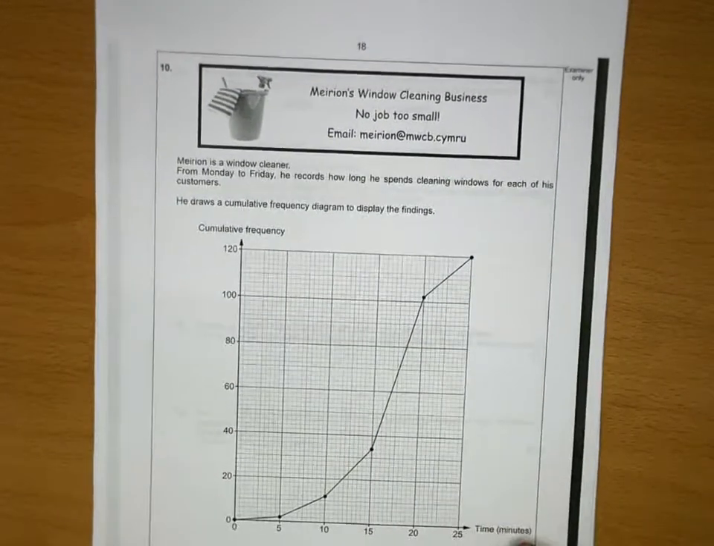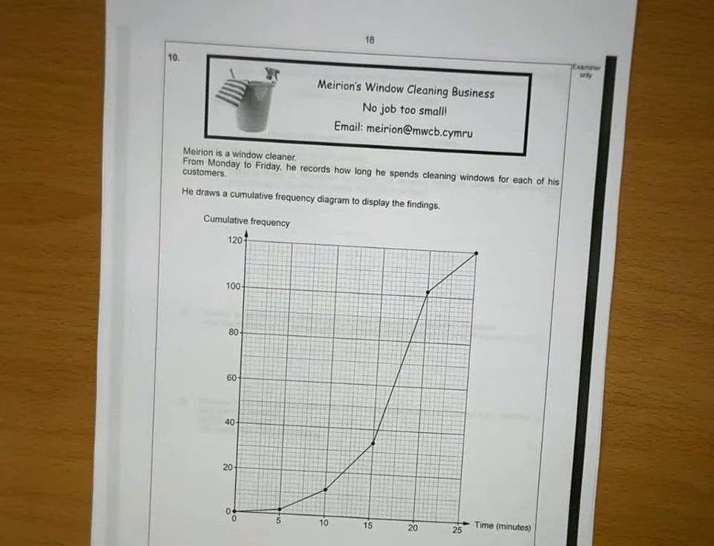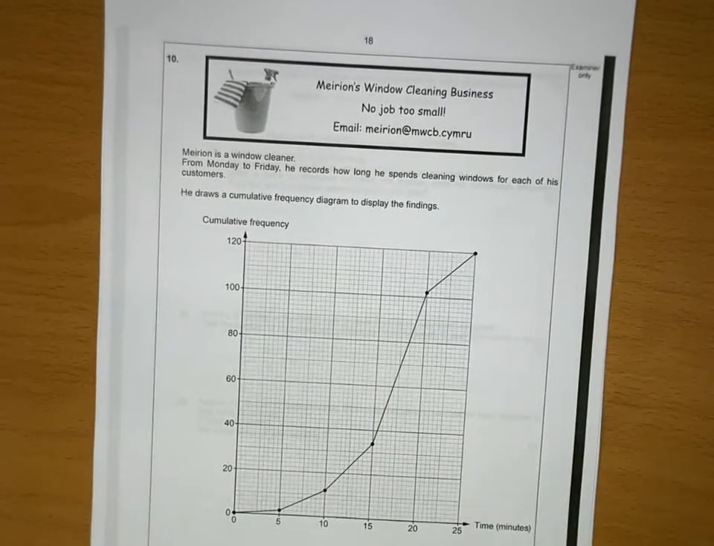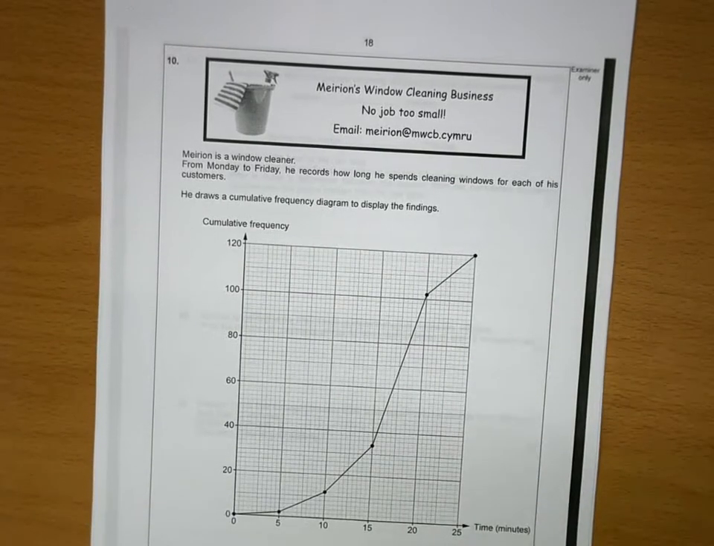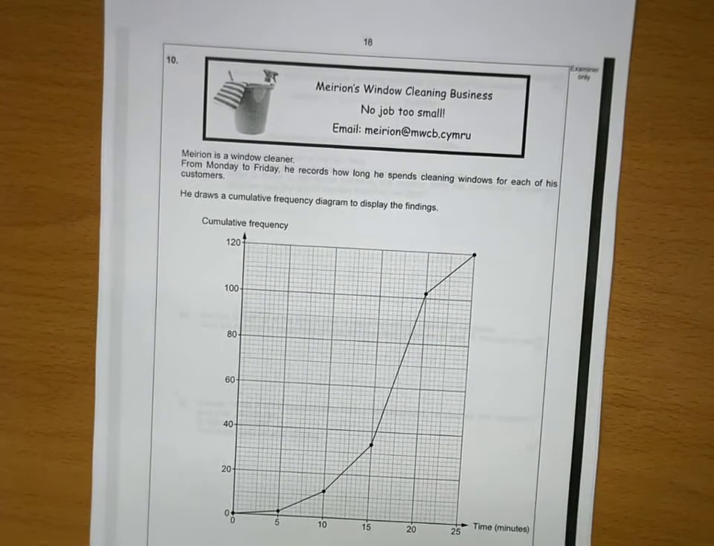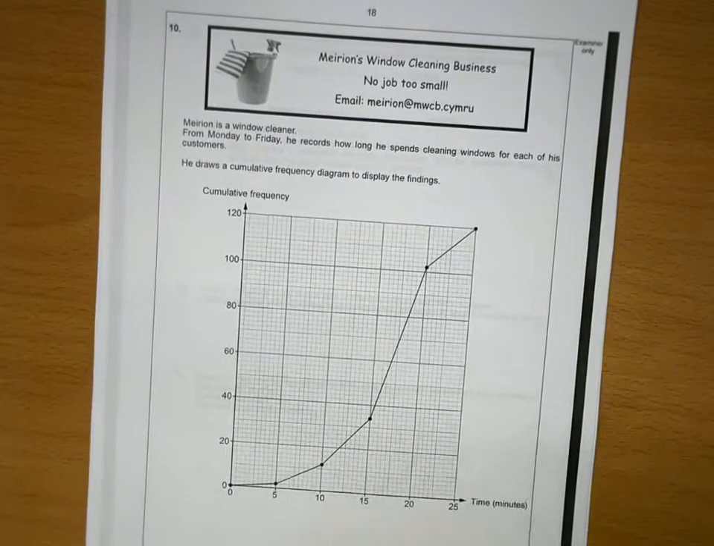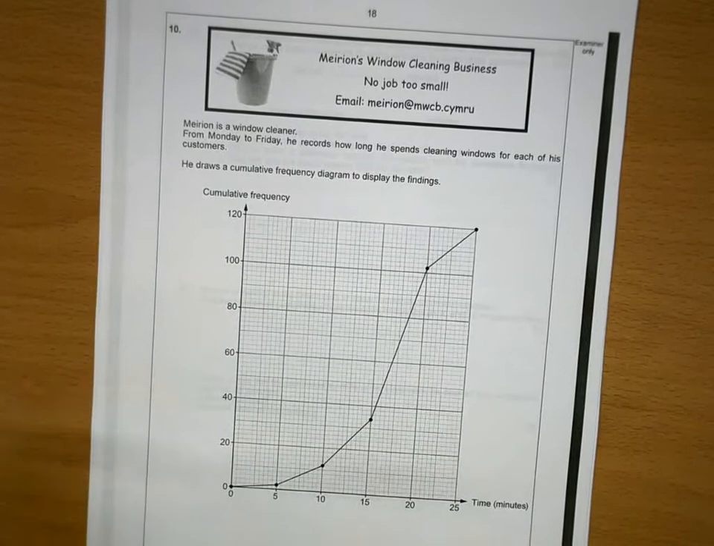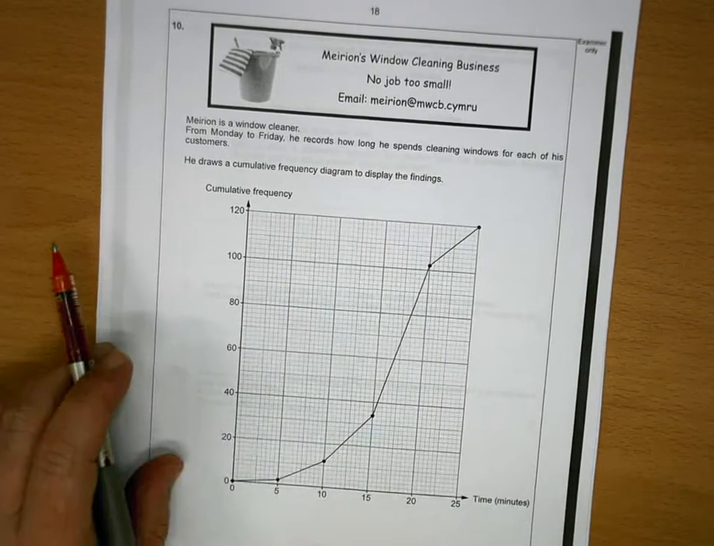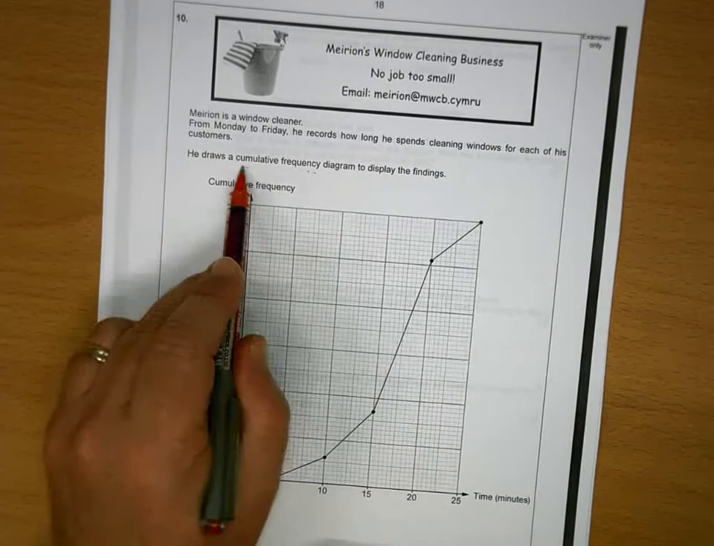Question 10. So we're into the B's now. Myrion is a window cleaner. From Monday to Friday, he records how long he spends cleaning windows for each of his customers. He draws a cumulative frequency diagram. Okay, so I'm thinking median, interquartile ranges, upper quartiles, lower quartiles. As soon as I see that, I'm into grade B.